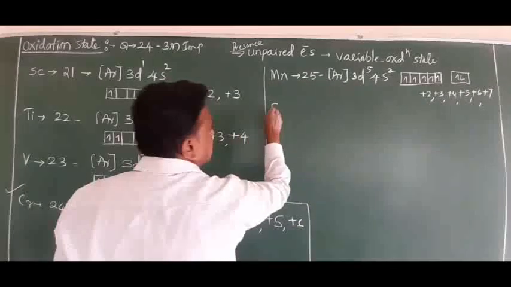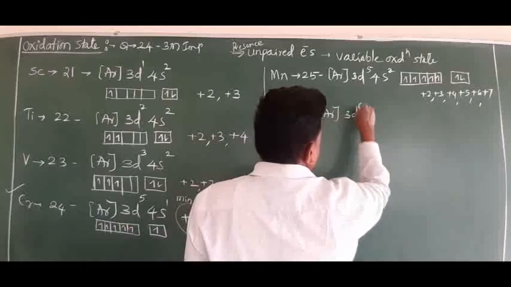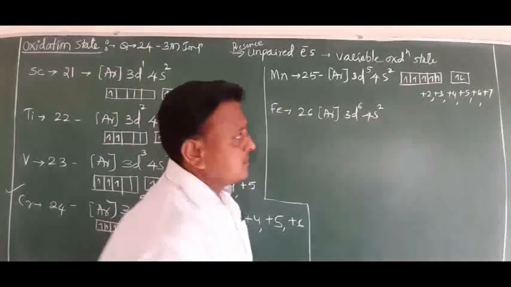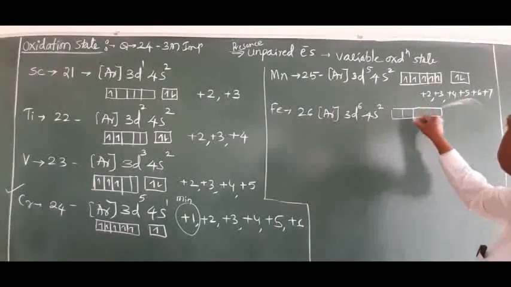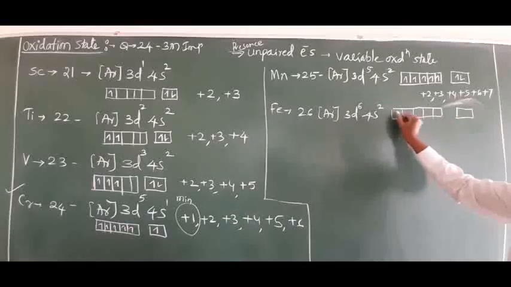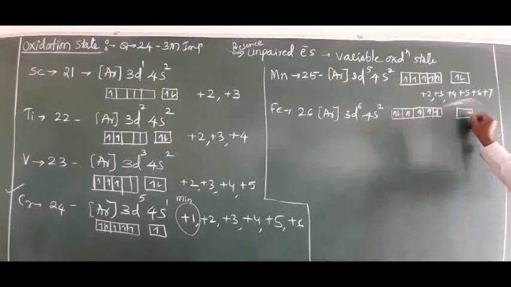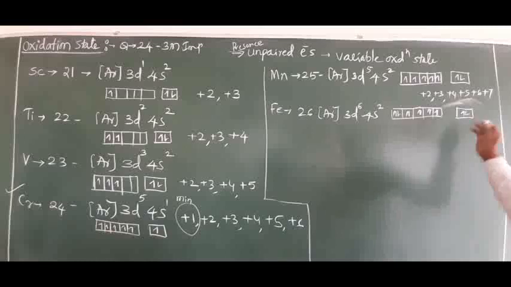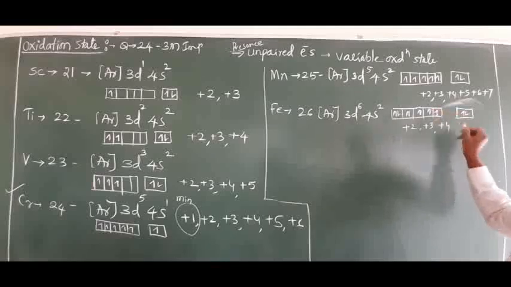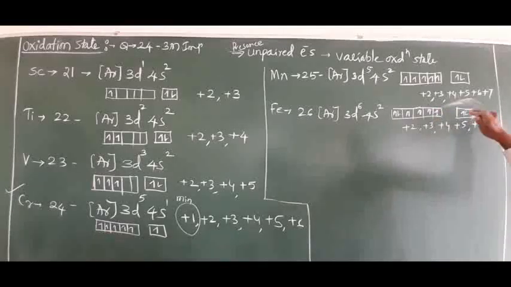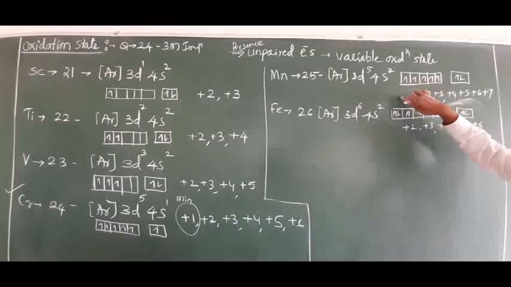And next, iron, 26: argon 3d6 and 4s2. Now this is your box: 1, 2, 3, 4, 5. The d orbital starts with pairing here. It's 2 electrons. This is +2, +3, +4, +5 and +6. Yes, this is enough. The d orbital has completely started pairing.